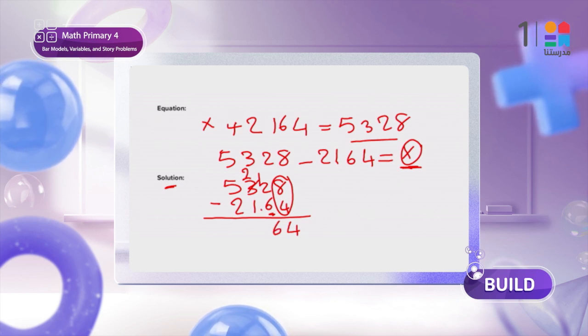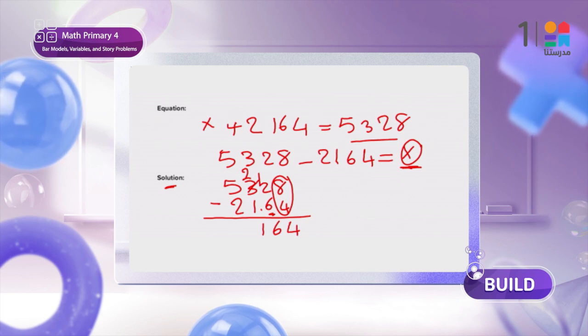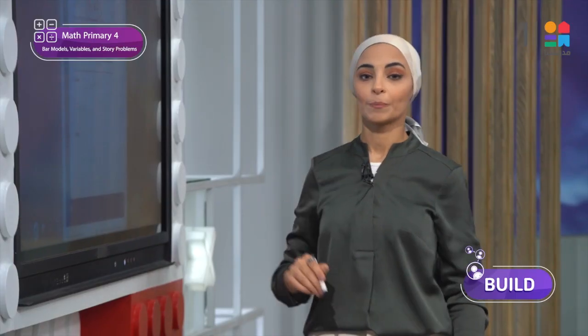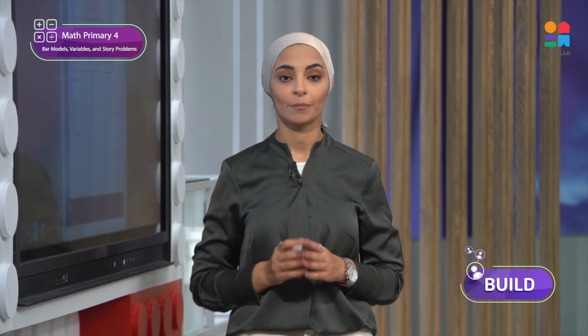Let's move to the 100. Here, 2 minus 1 equals 1. Excellent. Then move to the 1000. 5 minus 2 equals, yes, equals 3. So the outcome will be 3,164, which is the required number of males.